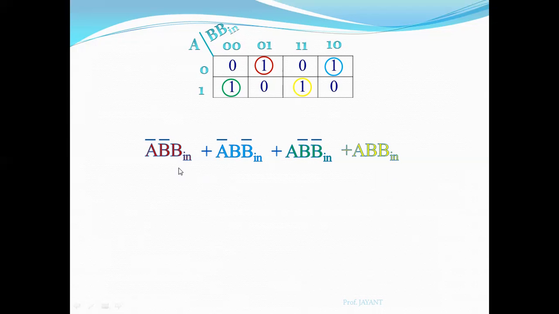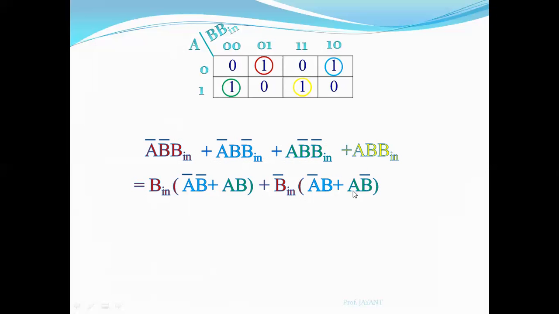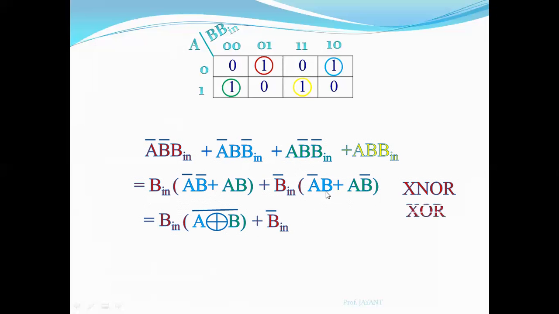From those 2 terms, we get B in common. So A bar, B bar plus AB. Plus from the other 2 terms we get B in bar common, so we get A bar B plus A B bar, and this is nothing but your XOR gate. So we can write here B in times XNOR of A and B, plus B in bar times A XOR B.